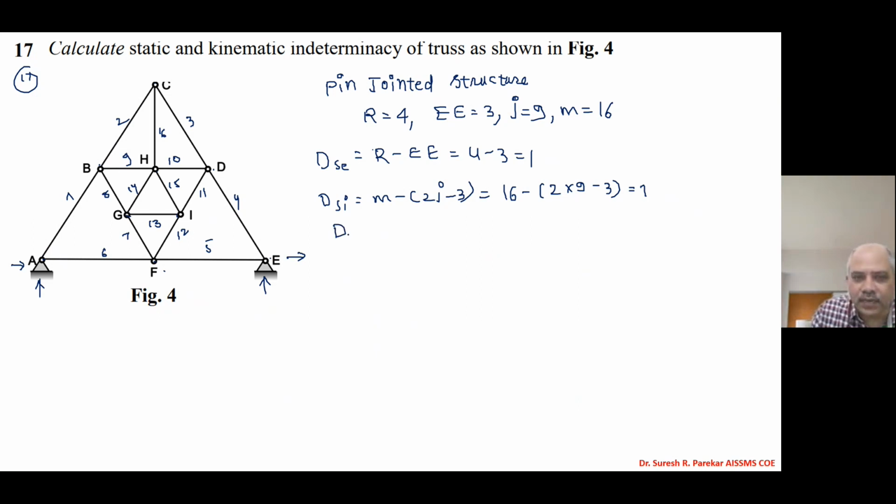And therefore DS we will get DSE plus DSI, and that is equal to 1 plus 1 equal to 2. And then DK we have 2j minus r, then j we have 9, 2 into 9, r is 4, so 18 minus 4, and we have 14.